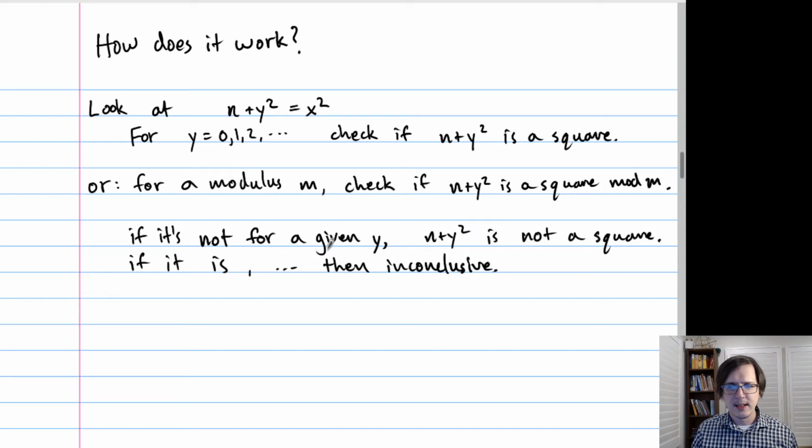Yeah, if for a given y, n plus y squared is not a square, then because that's being done mod m, that means that n plus y squared is just not a square at all. And also, if it is, then it's just an inconclusive test.